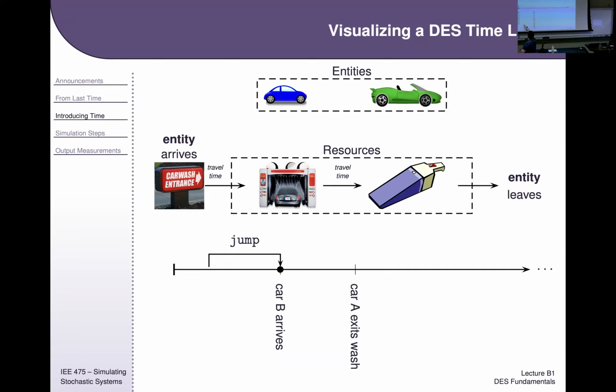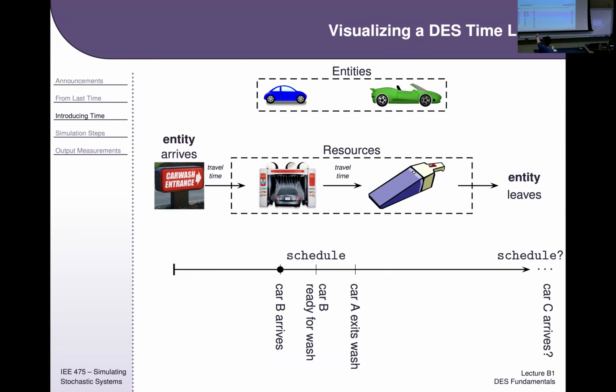So then we jump to the next thing in the calendar, the car B arrival. Now remember, I just said the car wash is busy. So when we jump to the car B arrival, we can't, we have to schedule. I was jumping ahead. I was looking ahead in the event calendar, and I shouldn't do that because I forgot that I have one other thing that I have to do.